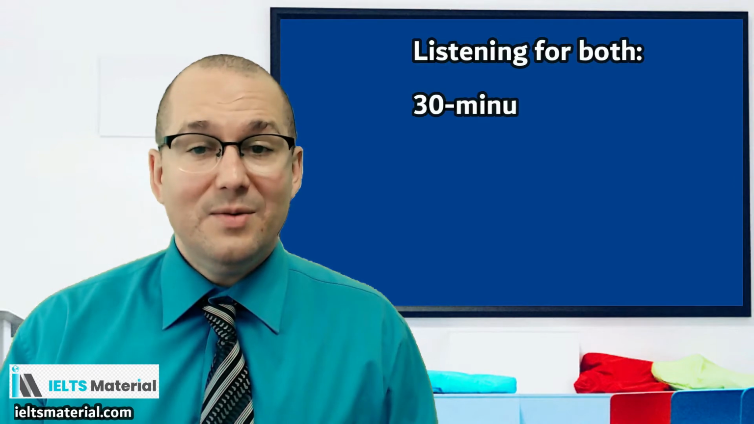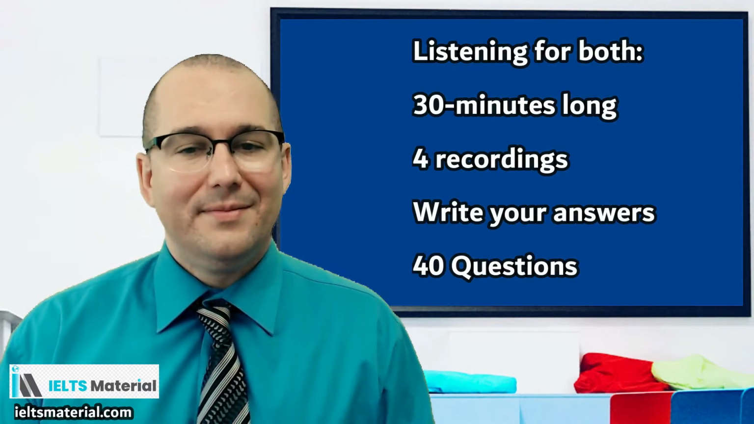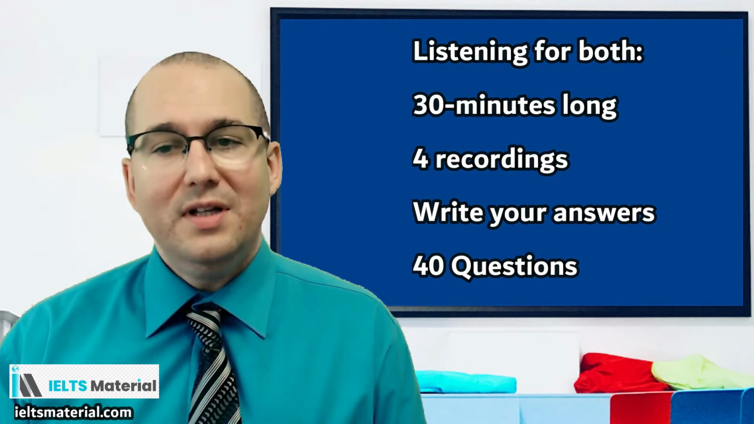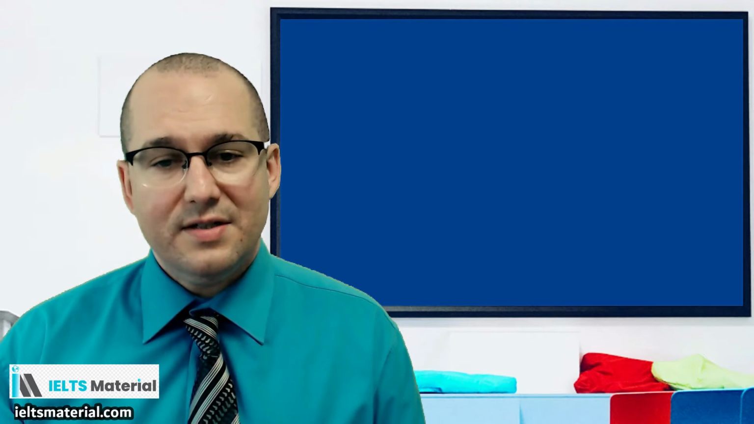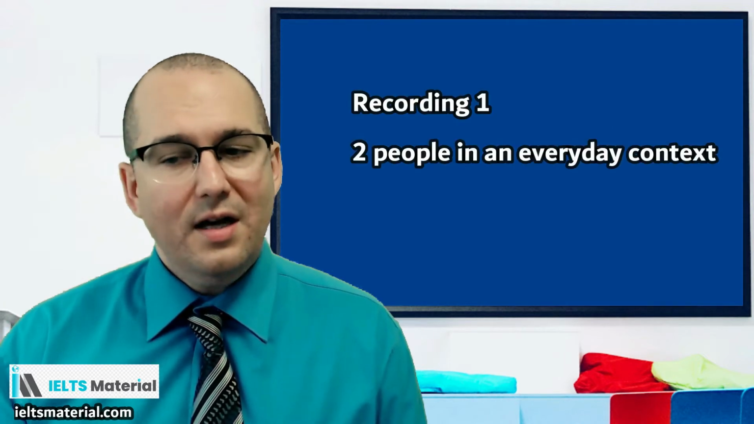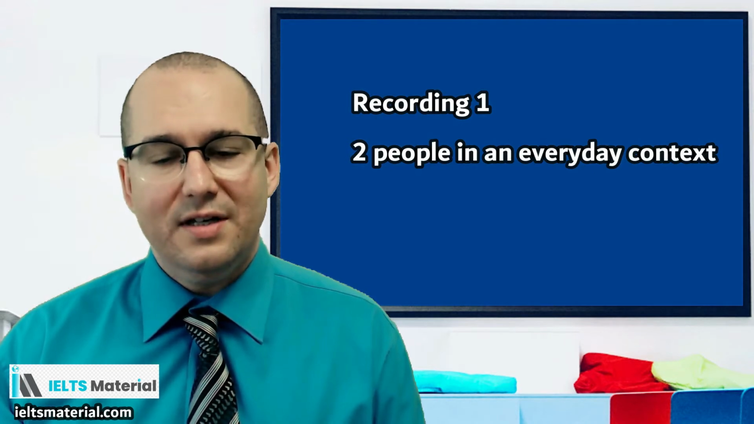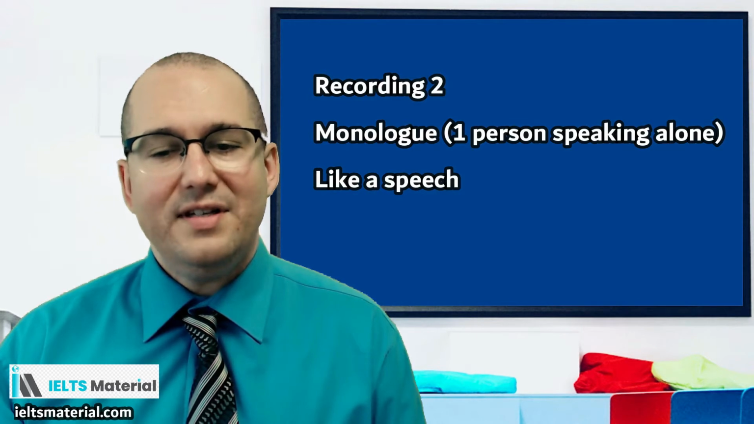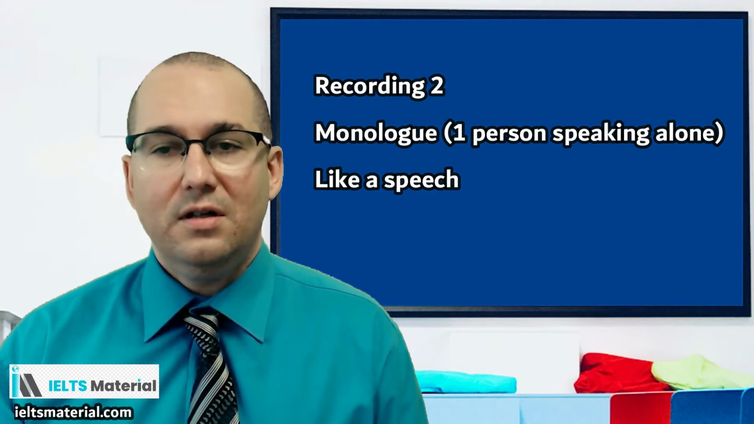For the academic and general test, the listening and speaking are exactly the same. The listening portion of the test is 30 minutes long. You will listen to 4 recordings of native English speakers and then write your answers to a series of questions. Recording 1 is a conversation between 2 people set in an everyday social context. Recording 2 is a monologue set in an everyday social context, for example, maybe a speech or local facility.